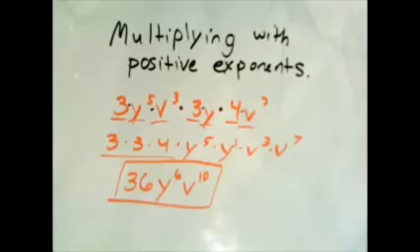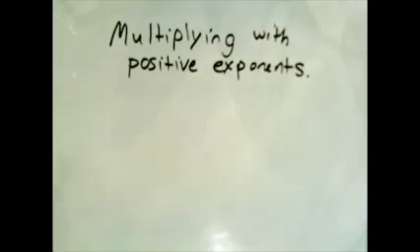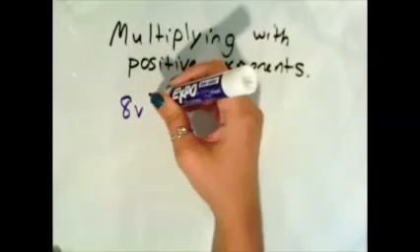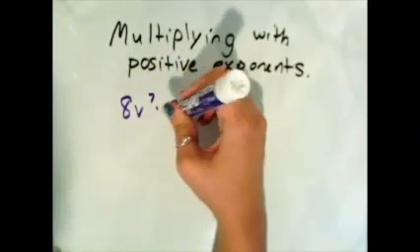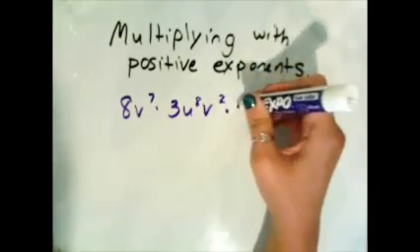Well, let's try another example. So 8v to the 7th times 3u to the 8th v squared times 2u.